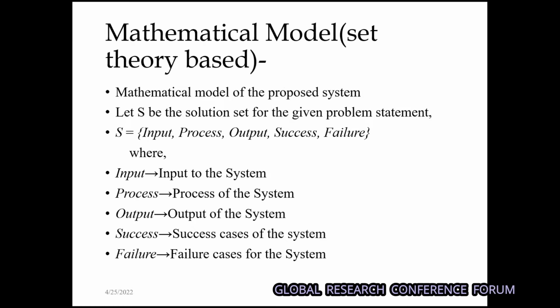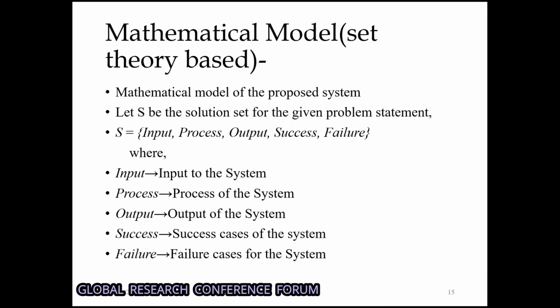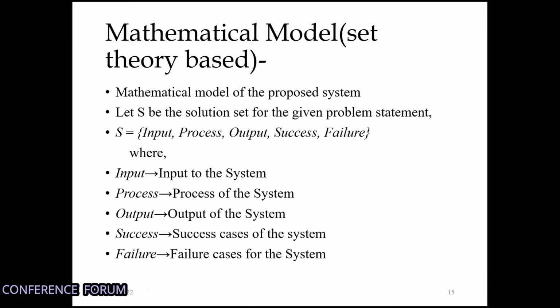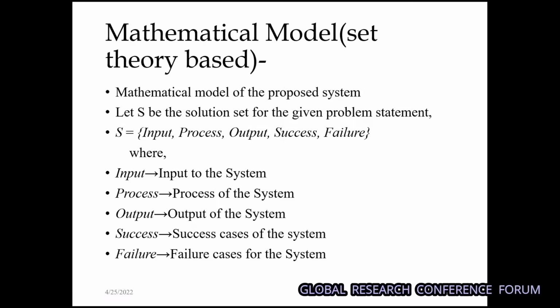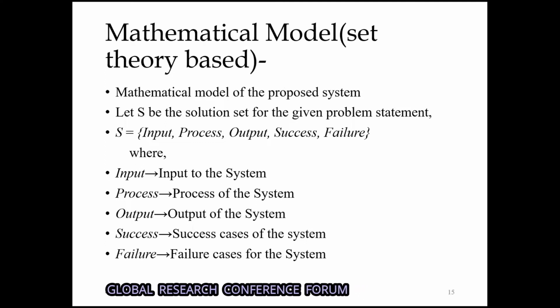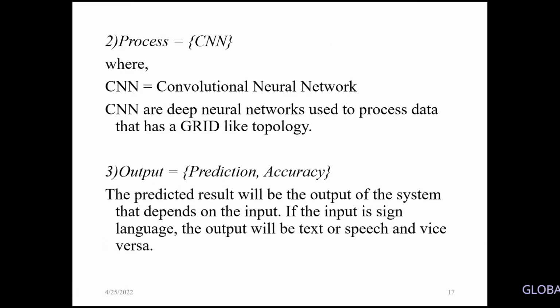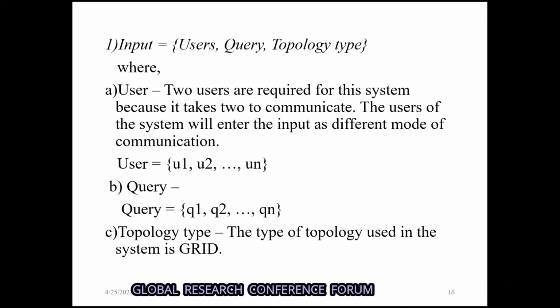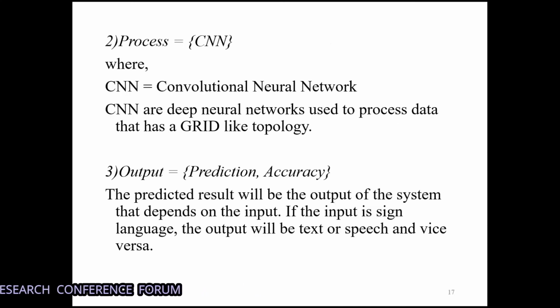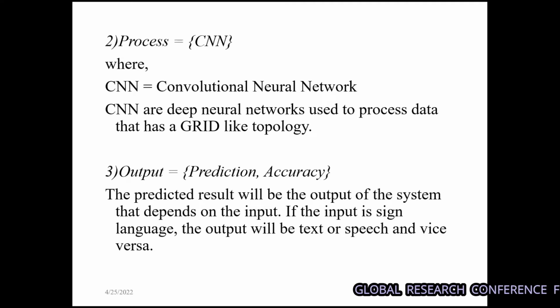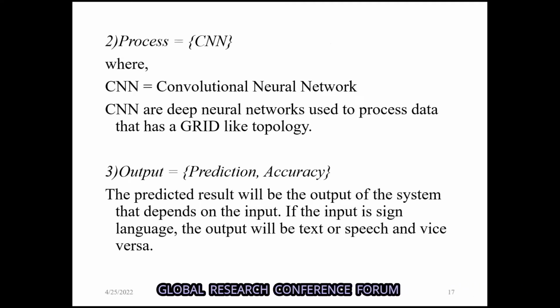So this is our mathematical model. Let S be the solution set for the given problem statement. The user will do the required input, then the computer will process and it will produce some output which will be either success or failure. Next slide. This is the input. Process will be done by CNN, that is convolutional neural network, and output will be prediction or accuracy. Next slide.